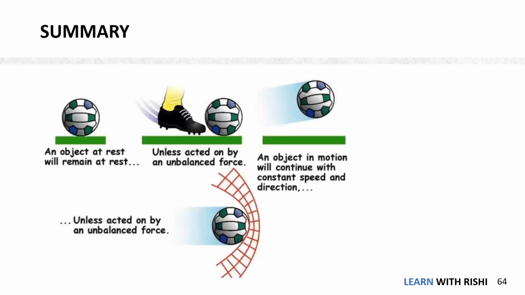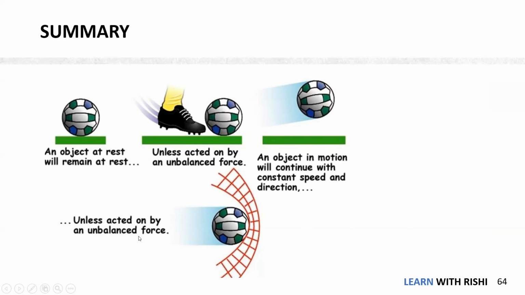Now let's take a summary of the first law of motion. So here you can see a football. An object at rest will remain at rest unless acted upon by an unbalanced force. Now, when I kick it, I am applying some unbalanced force. So firstly, it was at rest, but when I kick it, the object is in motion. Now it will continue with constant speed and direction unless acted on by an unbalanced force.